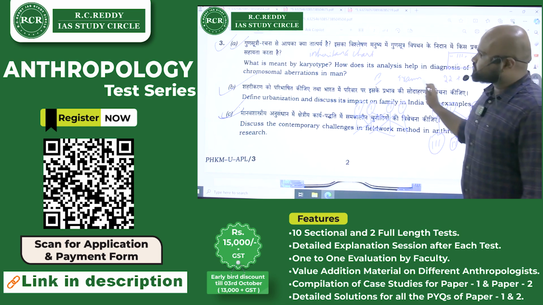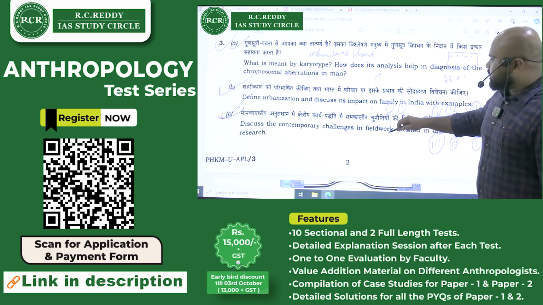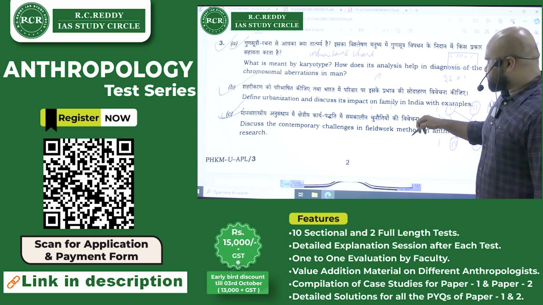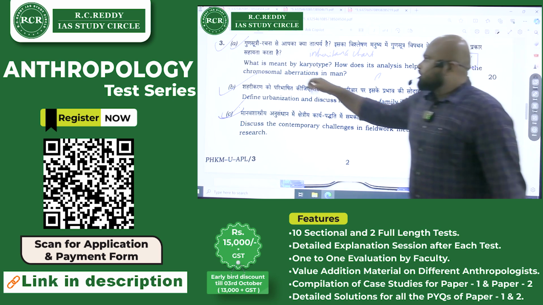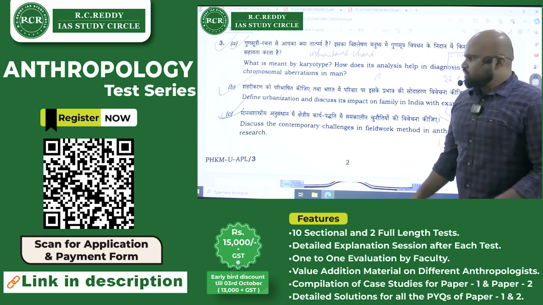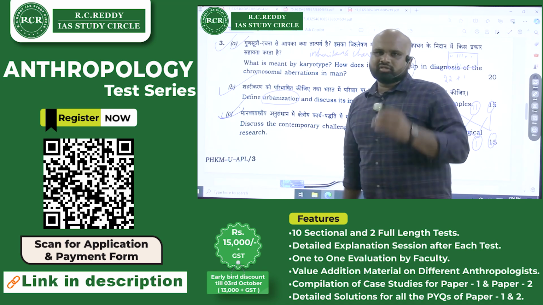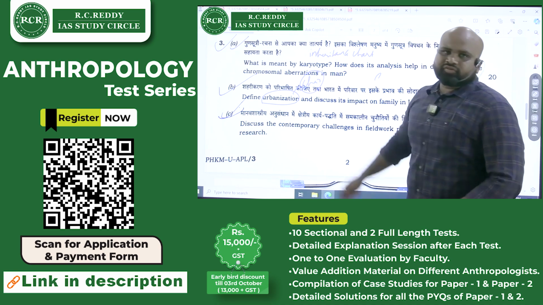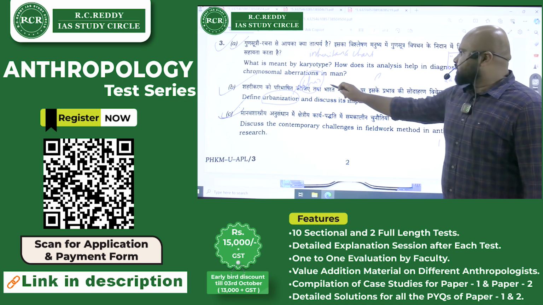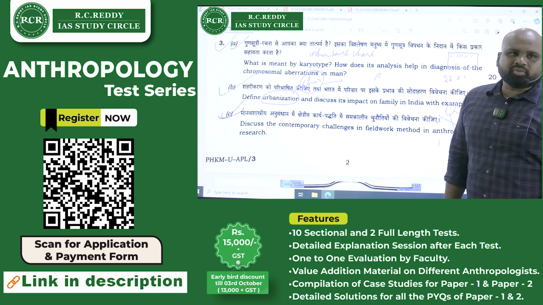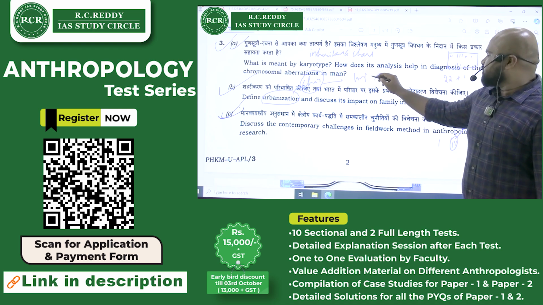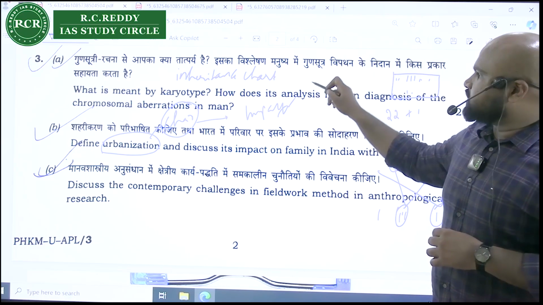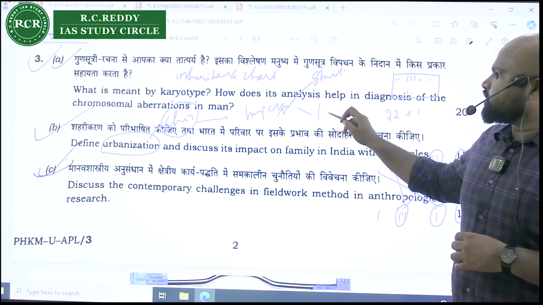Next, when you look at 3b, again a simple question. Be extremely careful whenever you are talking about these aspects. The structure of this answer is: first define what is urbanization, then talk about the characteristic features of urbanization, and then discuss the impact on family. Whenever you discuss the impact on family, I can discuss the structural aspect and the functional aspect.